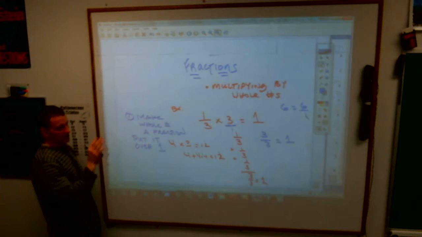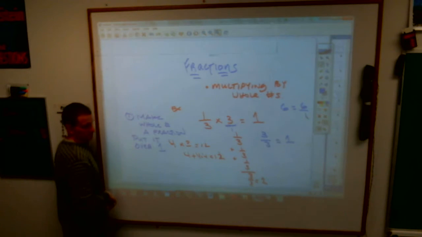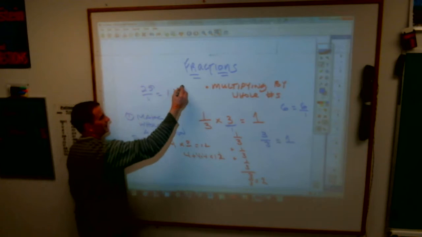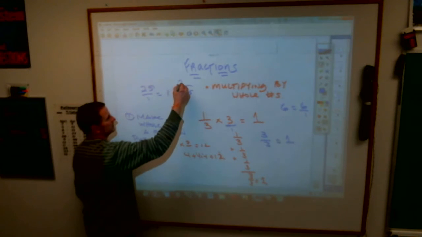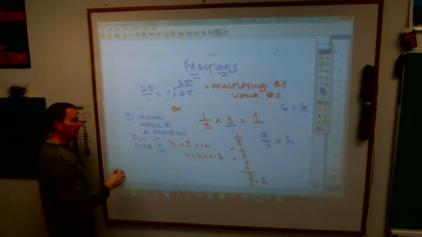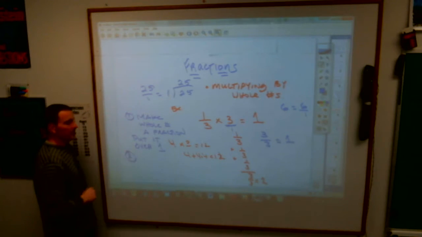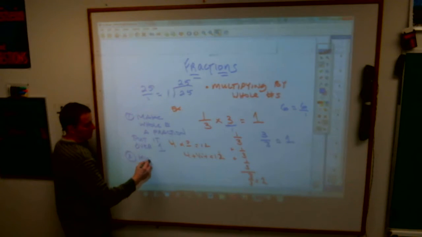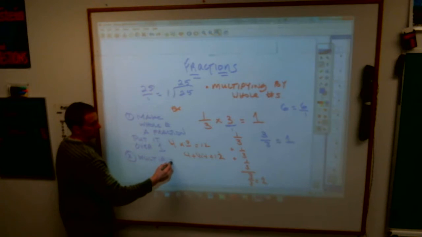Because a fraction is nothing more than a division problem. 25 over 1 is the same thing as 25. 25 over 1, if you take 1 and divide it into 25, guess what you get? 25. So that's that same thing. No, I thought we would have done that before now. And then step number 2 is just this, ladies and gentlemen. Once you get to that point there, you just multiply across.